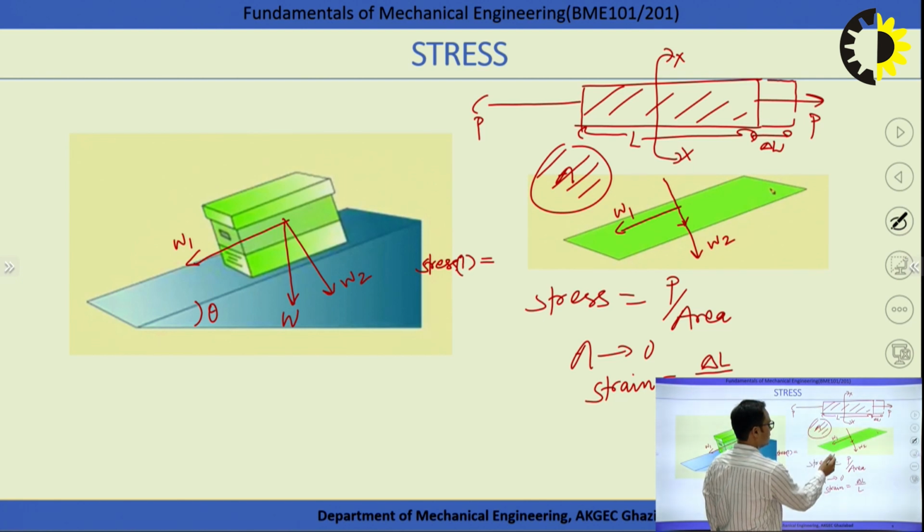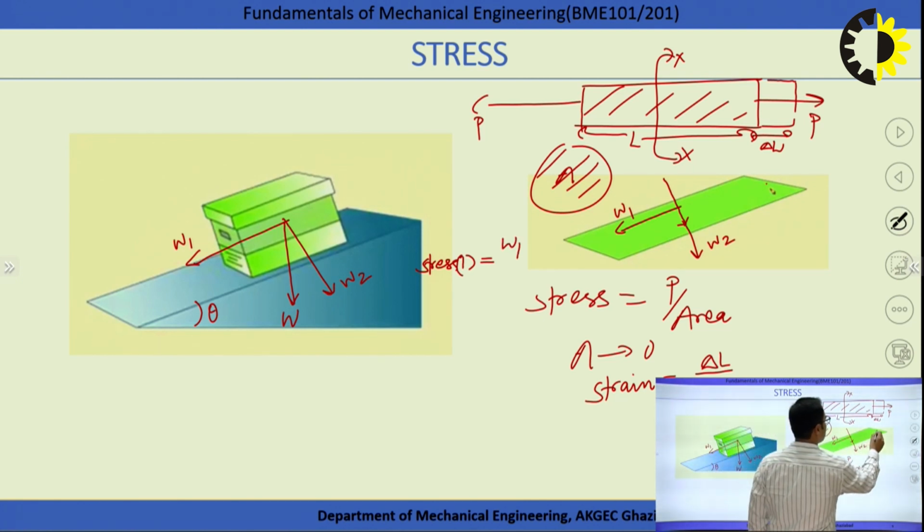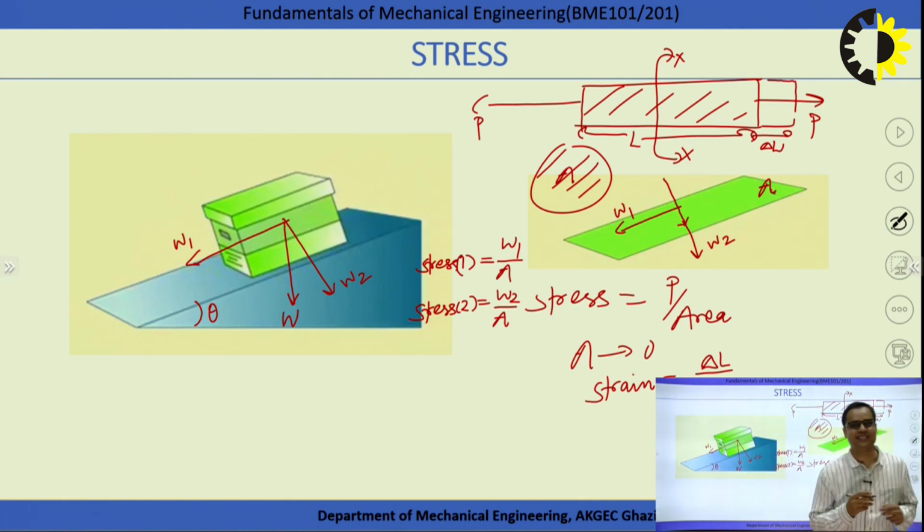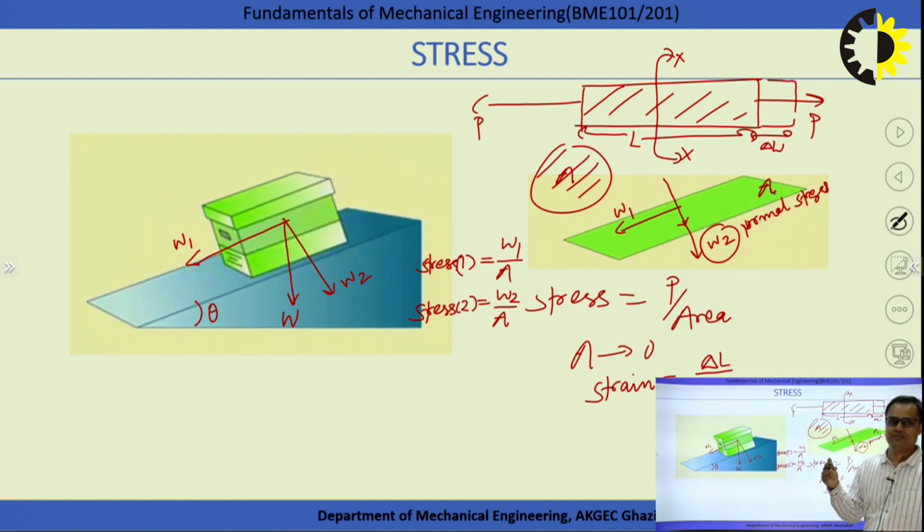Suppose the area of this plane is A. Stress 1 is W1 by A, and stress 2 is nothing else but W2 by A, right? So now this stress has two components: one is W1 by A, another is W2 by A. The load acting, W2, is called the normal load. So the stress produced is the normal stress, because it is normal to the surface. If the load is normal, the stress produced will be the normal stress.